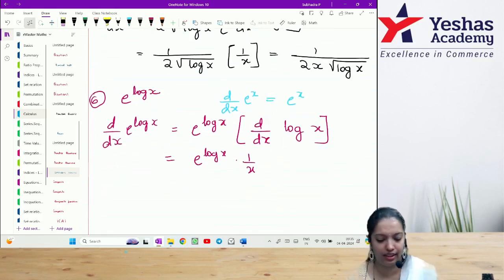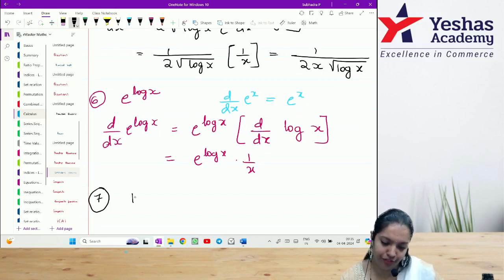Where is it? Next, the 7th one. Derivative of (13x minus 3) whole power 11.